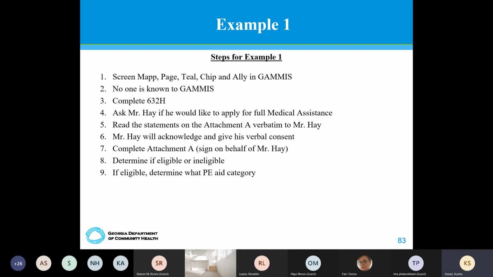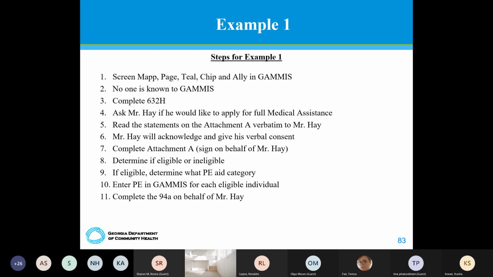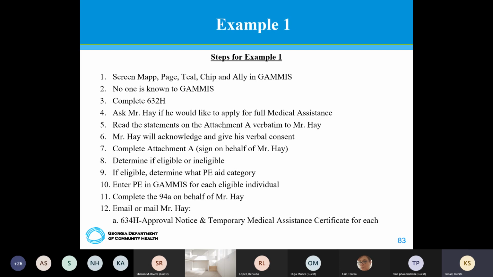If they are eligible, you're going to determine what A category they're going to be eligible for. And for the ones that are eligible, you're going to enter their PE into Gamuts. In this situation, Mr. Hay did want to apply for full Medicaid, so we're going to complete the 94A on his behalf. And this is everything that you need to be sending him once everything is complete.